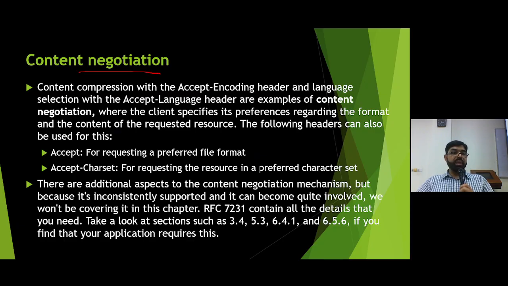Content negotiation. Content compression with the Accept-Encoding header and language selection with the Accept-Language header are examples of content negotiation, where the client specifies preferences regarding the format, content, or requested resources. The following headers are also useful, like Accept for requesting a preferred file format, and Accept-Charset for requesting resources in a preferred character set.